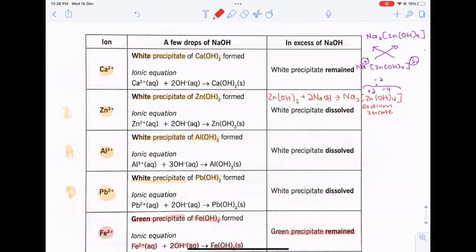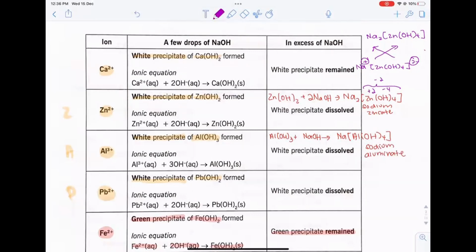Since aluminium hydroxide is also amphoteric, it is able to react with sodium hydroxide, which is a base, to form a complex ion. So Al(OH)3 plus NaOH gives NaAl(OH)4. This is known as sodium aluminate.